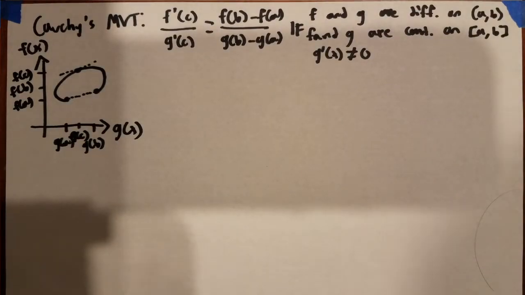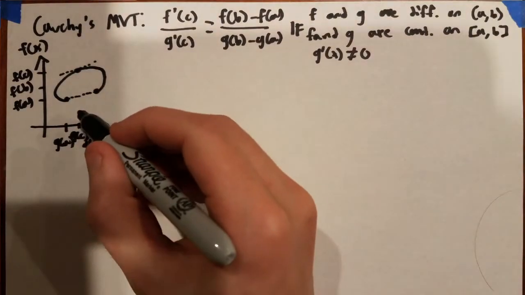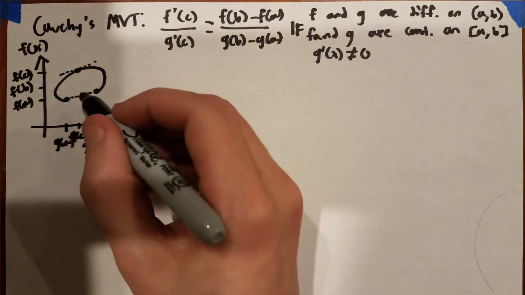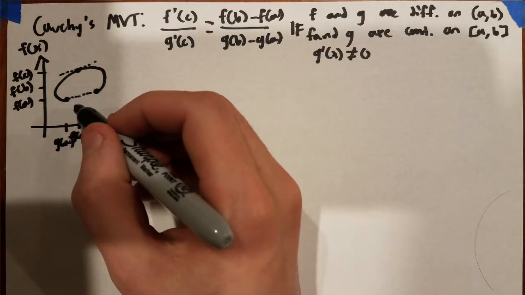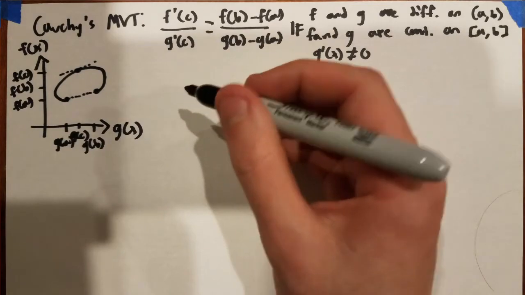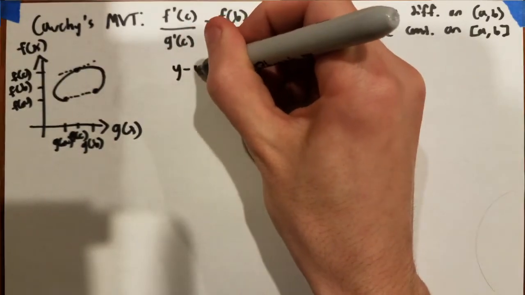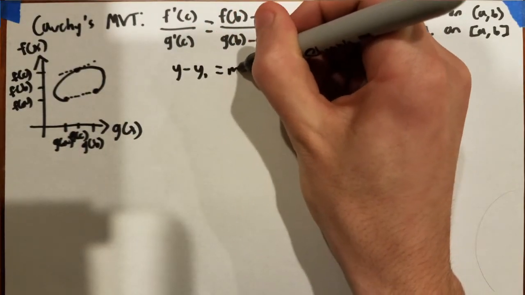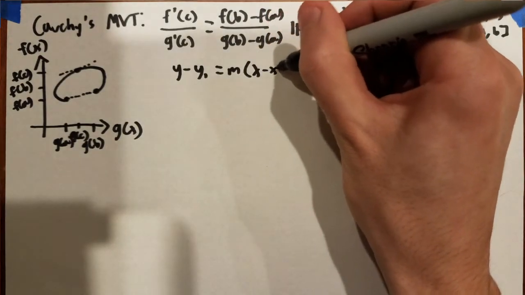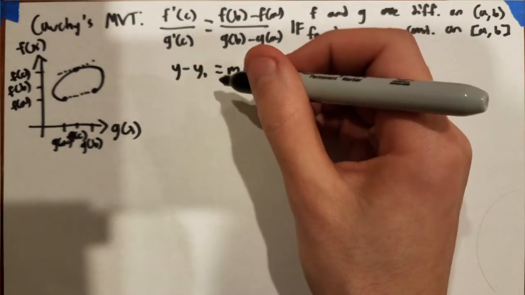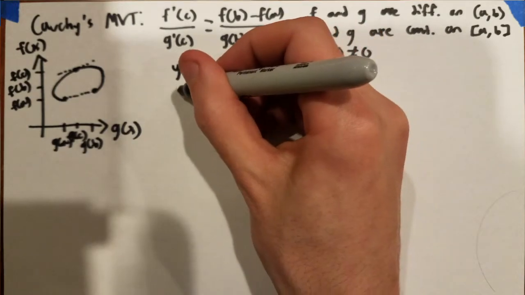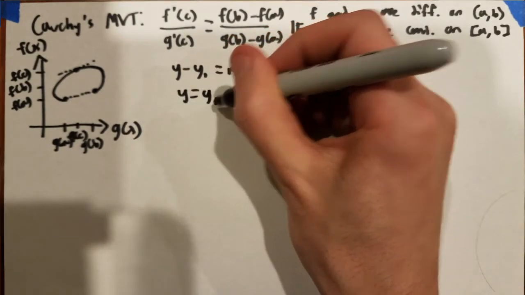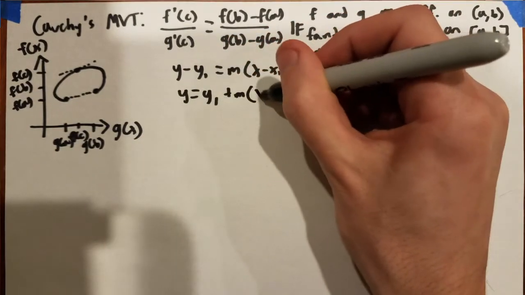So to start the proof, let's think about this line right here, the average rate of change. We have a couple different ways we can represent the equation of the line, but I'm going to use point slope form, which is y minus y1 equals the slope m times x minus x1. Before we do anything else, I'm just going to add y1 to both sides, so you get y equals y1 plus m times x minus x1.